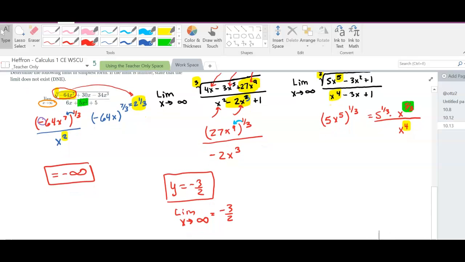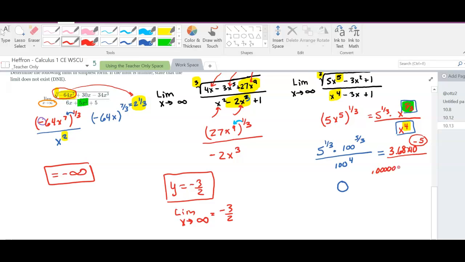If you don't remember, just on a calculator, plug in 5 to the 1/3 times a big number to the 5/3 over that same big number to the 4th power. Let's see what we get. We know we're searching for 0. That's going to be our answer because x to the 4th is bigger than 5/3. But let's just see what the calculator gives us. Our calculator gave us that negative exponent, which means we really have 0.0001235368. Well, that's basically 0. So that limit would be 0.